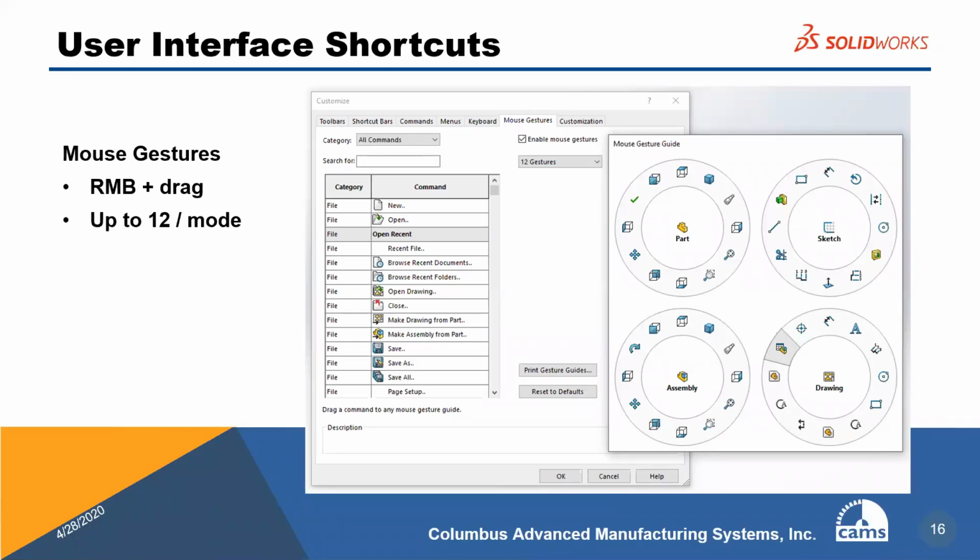Okay, it's a wheel, and it comes in 4 modes: sketch, part, assembly, and drawing. Each one can be adorned with whatever tools that you want to use in that particular mode. Notice that if you're not going to use it, it's going to gray out. But as of 2 years ago, this would now go up to 12 gestures.